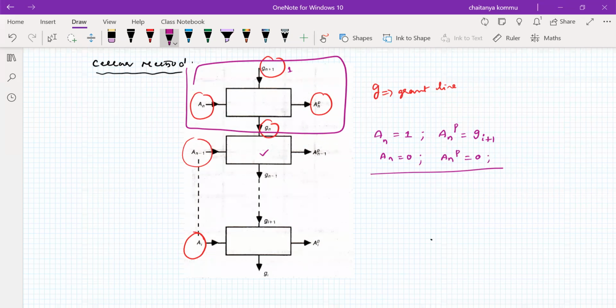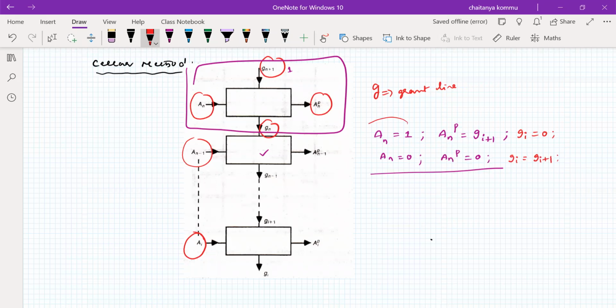Better I'll write G(i) here also. What about the G(i) then? G(j) is equal to 0. That means we don't want to consider the input for the other succeeding stages. The succeeding stages do not get a grant because A is equal to 1. For example, if A(n) is equal to 0, we have to give the grant to the next one. So A is equal to G(i+1). It should be like that, and that is what has to happen.